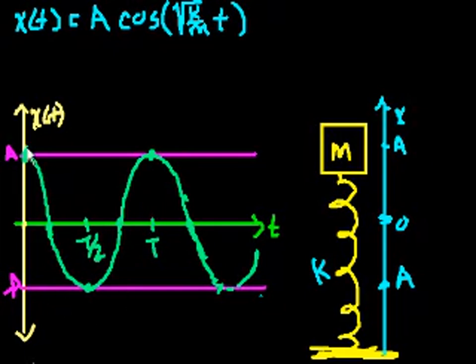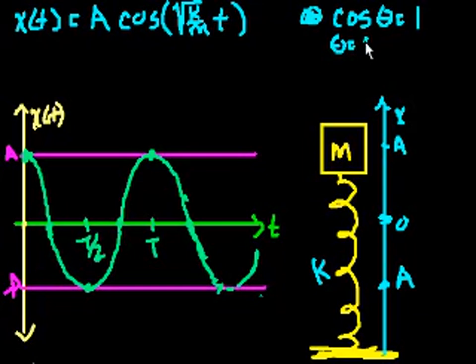So let me ask you a question. If this is a cosine function, what are all of the points at which cosine is equal to 1? Or this function would be equal to A, right? Because whenever cosine is equal to 1, this whole function is equal to A. That's these points. Well, when is cosine of theta equal to 1? So at what angles is this true? Well, it's true at theta equal to 0, right? Cosine of 0 is 1.